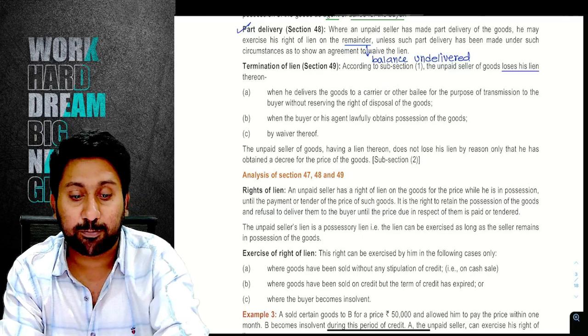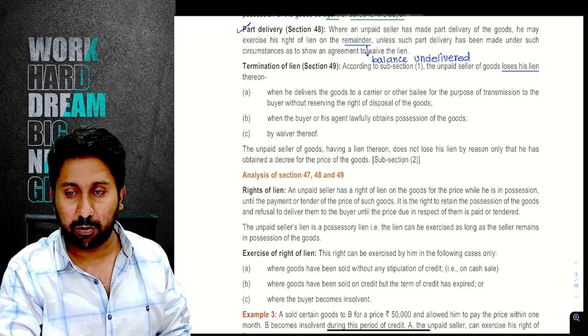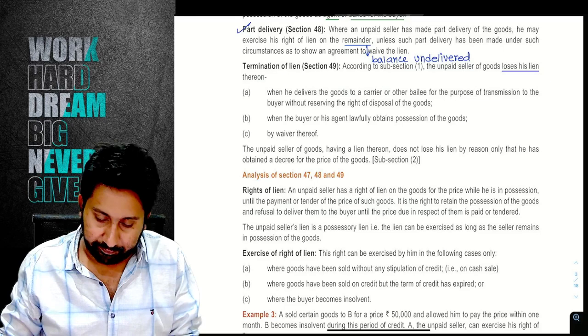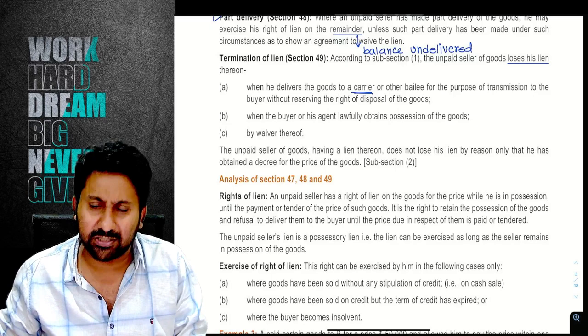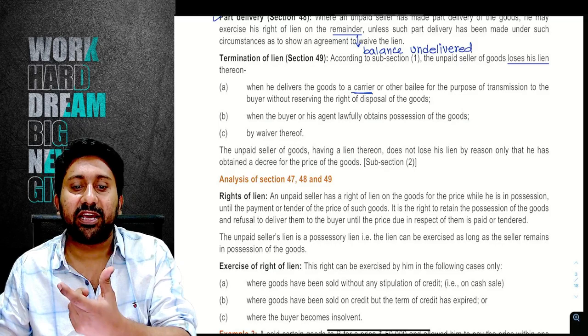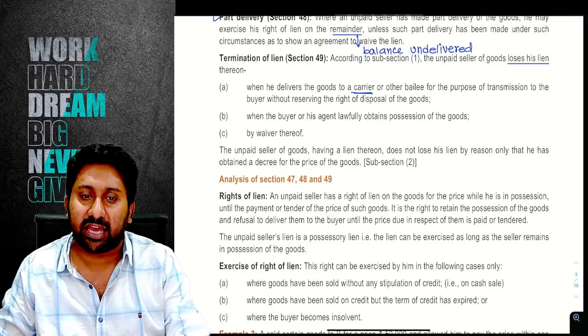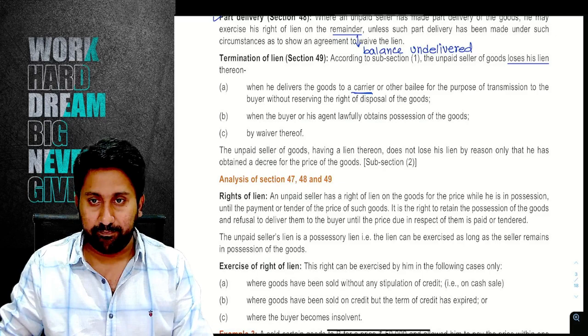Example. I will repeat the point once again, and I will also give an example. When he delivers the goods to a carrier or other bailee for the purpose of transmission to the buyer, without reserving the right of disposal of the goods. Sir, what does it mean? A very important point is, what is the nature of the carrier? Carrier means the person who carries the goods and sends them to the other party. That person is called a carrier.